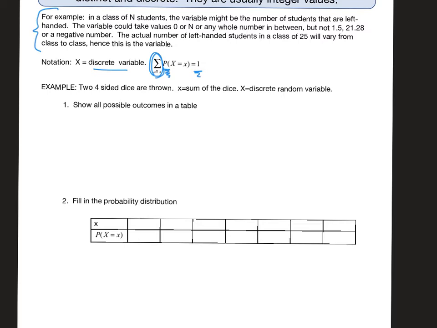So the example here says that there are two four-sided dice thrown. X is going to be the sum of the dice, and the big X is the discrete random variable. All right, so part 1, show all possible outcomes in a table. Meaning, if I throw two four-sided dice, 1, 2, 3, 4, what are all the possible things that can happen when I throw two of them? 1, 2, 3, 4.